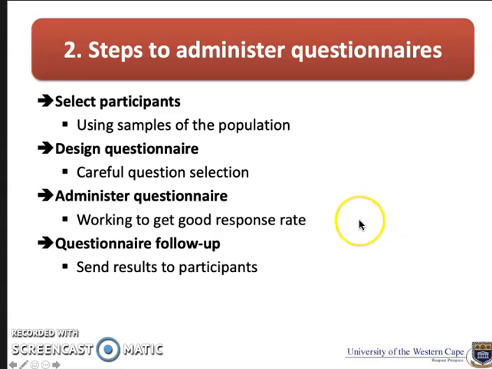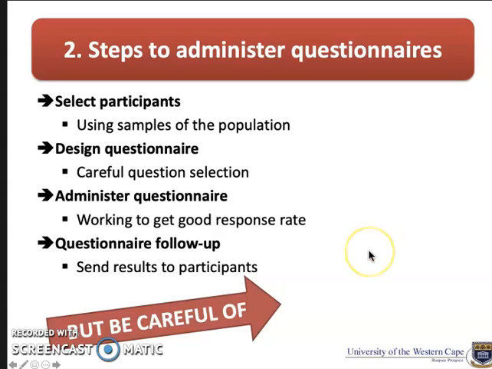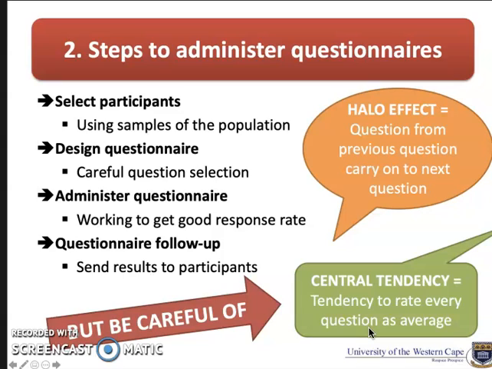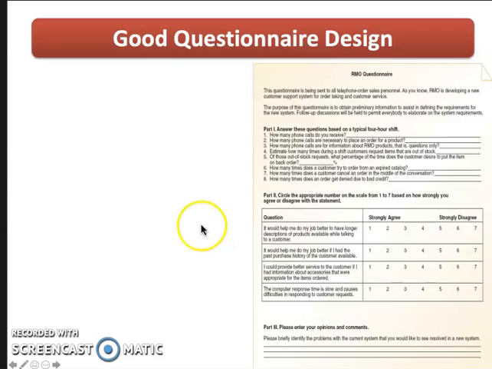Be careful how you set up your questions. People have a central tendency to just tick the middle option on a Likert scale, for example, such as neutral or not sure. And there is a thing called the halo effect. So be careful not to lead respondents into answering one question thinking it links to a previous question.